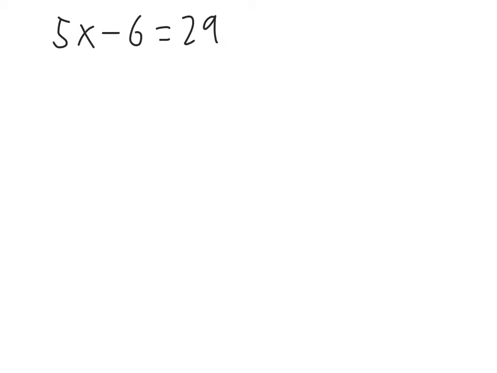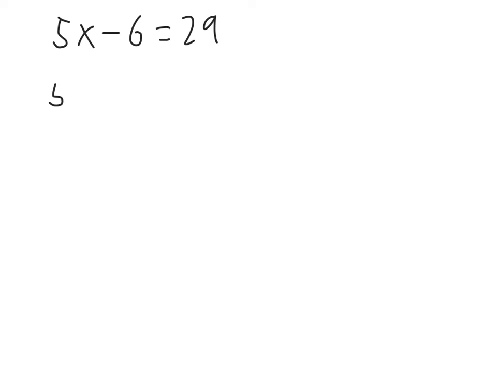So what we want to do here, first, is undo this subtraction. This is known as a two-step equation because we have something multiplying or dividing by x, in this case multiplying, and we have something adding or subtracting to x, in this case subtracting. In a two-step equation, the first thing we have to do is undo that subtraction. So let's rewrite the equation.